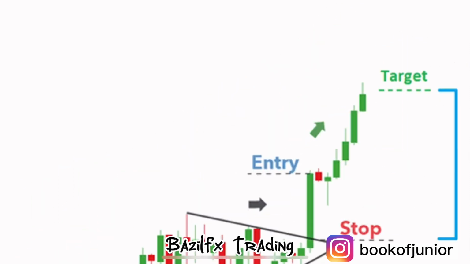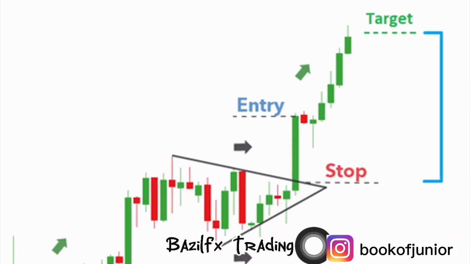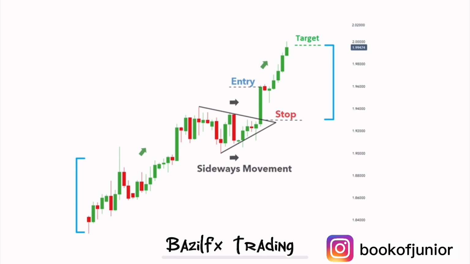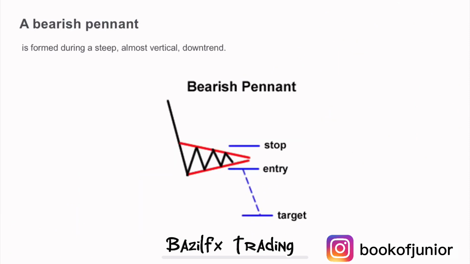And remember, I told you the breakouts happen because of news. You see the breakout, it broke out because of news. So we take our buy trades. Then the opposite is the bearish pennant. So this is formed during a steep, almost a vertical downtrend. So market is coming in a downtrend, and it corrects.